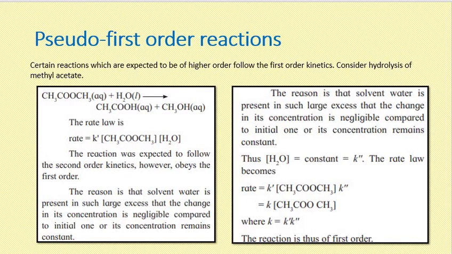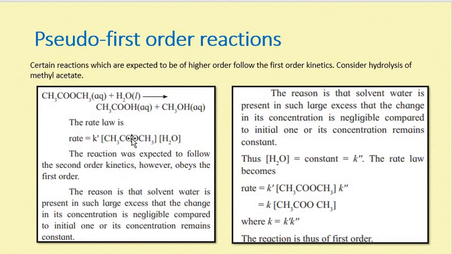Now, pseudo first order reactions. There are certain reactions which are expected to be of higher order, but they follow first order kinetics. For example, hydrolysis of methyl acetate. Methyl acetate, on hydrolyzing, will produce acetic acid and CH3OH. If we are writing its rate law, we would be writing rate is equal to K multiplied by concentration of CH3COCH3 multiplied by concentration of water. This reaction is expected to follow the second order kinetics, but actually it is first order reaction.